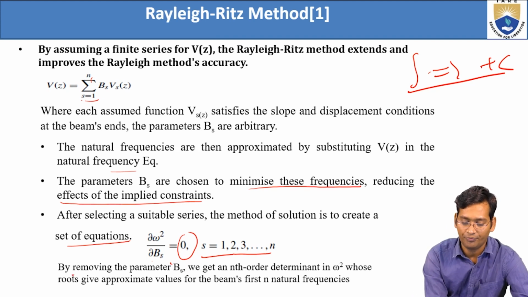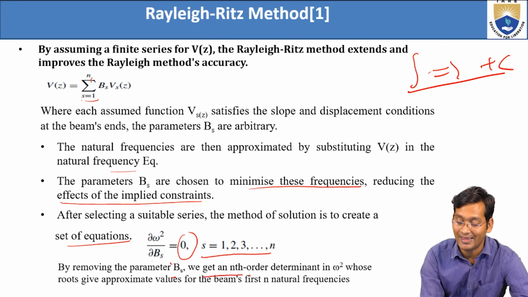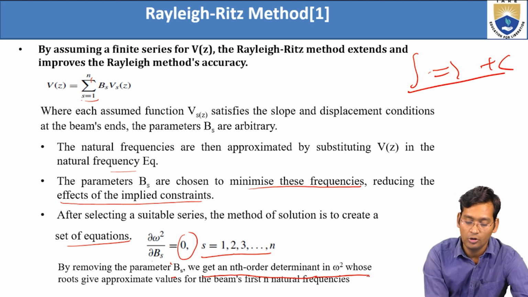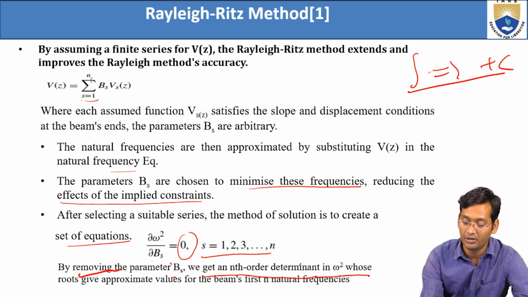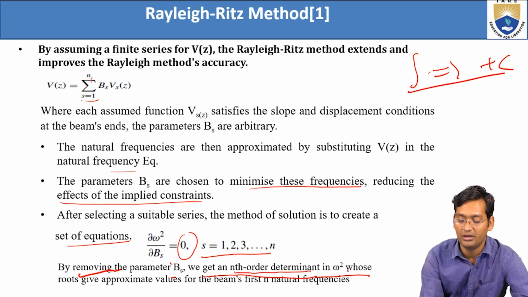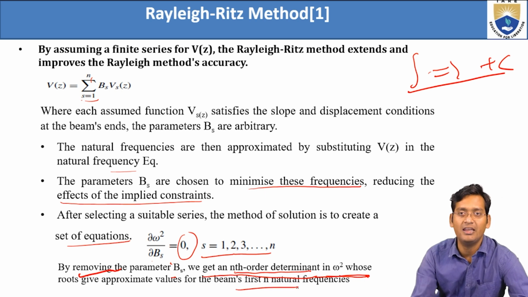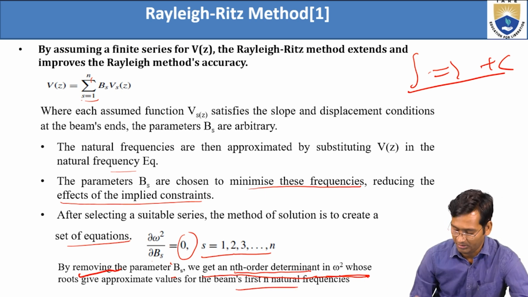By removing the parameter B_s, we get an nth order determinant in omega square whose roots give approximate values for the beam's first and n natural frequencies. So for that particular beam, for n natural frequencies, what happened? This will give an nth order determinant in omega square whose roots give approximate values. So nth order is there, means definitely n values will be there of that omega. So first and n natural frequencies we will get from that beam. Okay, so this is the Rayleigh-Ritz method.